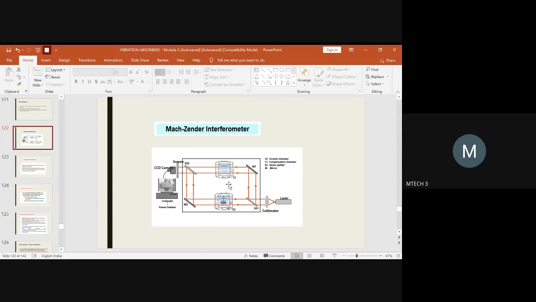Hope the concept of Mach Zehnder interferometer is clear. Any doubts in this? No, ma'am. Okay, so if you have any doubts, kindly let me know.